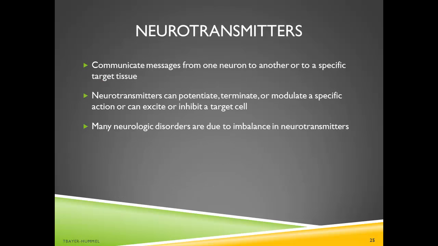Neurotransmitters. Neurotransmitters communicate messages from one neuron to another or to a specific target tissue. Neurotransmitters can potentiate, terminate, or modulate a specific action or can excite or inhibit a target cell. Many neurologic disorders are due to an imbalance in neurotransmitters.